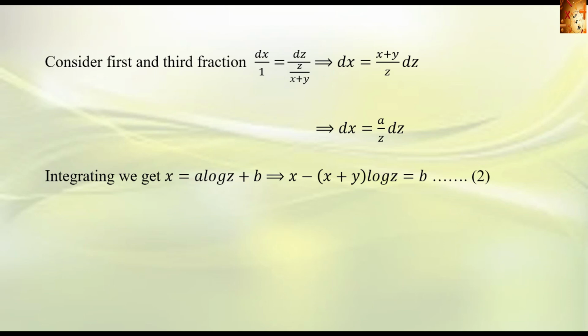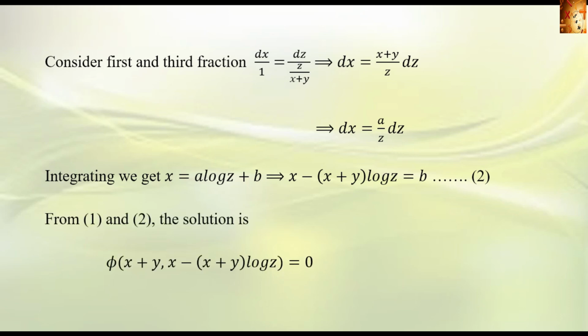That implies x minus a is x plus y log z, which is the second equation. Therefore, the complete solution is phi of x plus y comma x minus x plus y log z is equal to 0, or x plus y equal to f of x minus x plus y into log z.